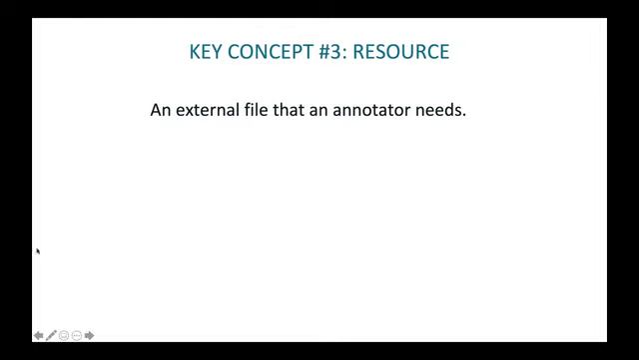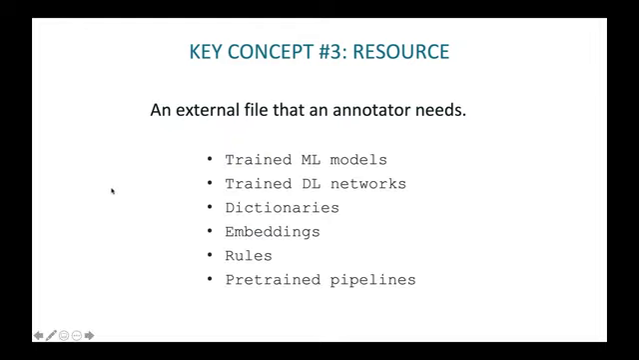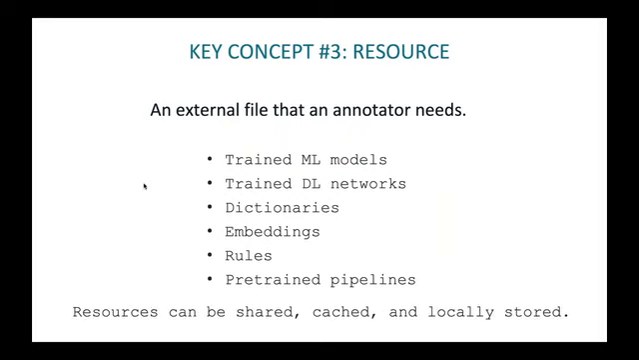Another important concept is the concept of a resource. A resource is any external data file that an annotator needs. This means embeddings, dictionaries, rules, pre-trained models, pre-trained networks. For example, if you're doing NER, you need actual BERT embeddings, you need the actual TensorFlow graph. You may have other kinds of pre-trained models or weights that you have used. All of these are resources. Resources are things that Spark NLP knows how to share, cache, distribute, or store locally. And that's done for you.